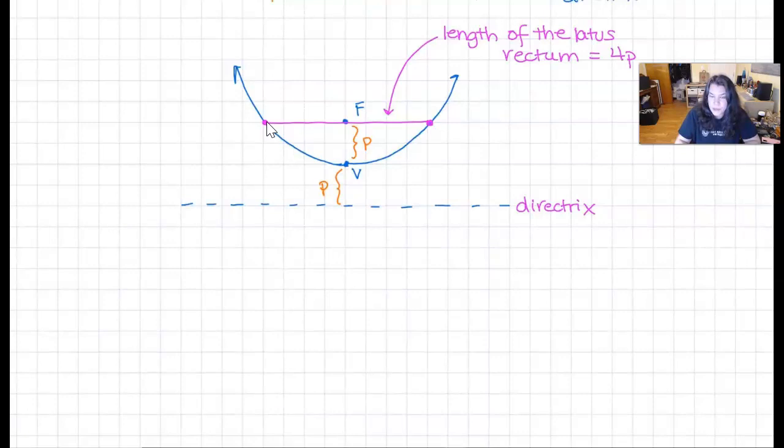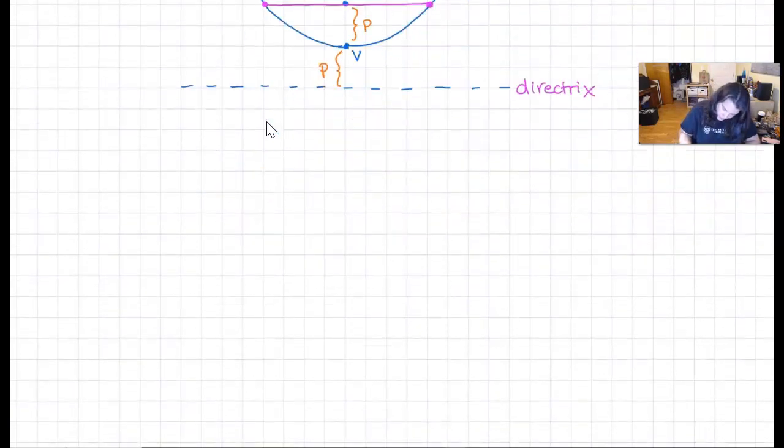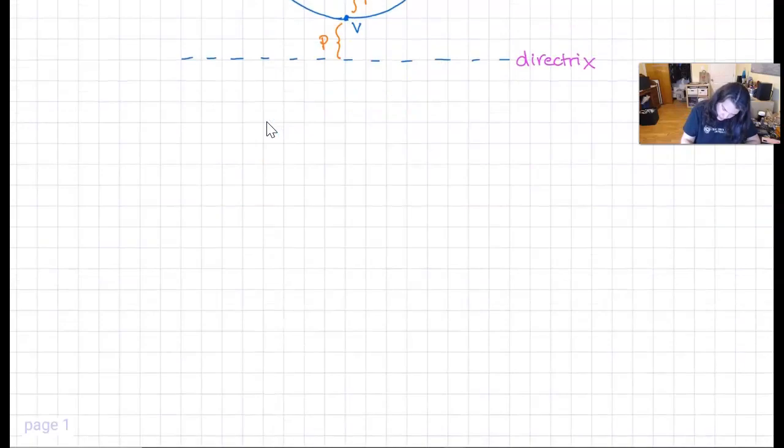Okay, so we have these parts of a parabola. Now let's go ahead and derive the equation of a parabola. Let me scroll up a little bit. Actually, I guess I'll go to a new page. We're going to start with our parabola with the vertex at the origin.